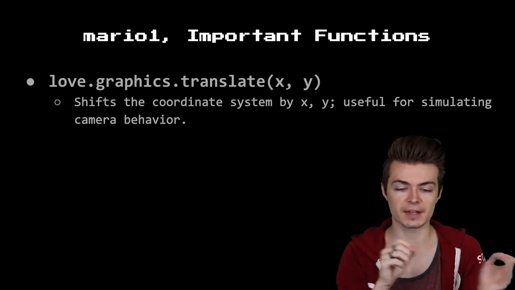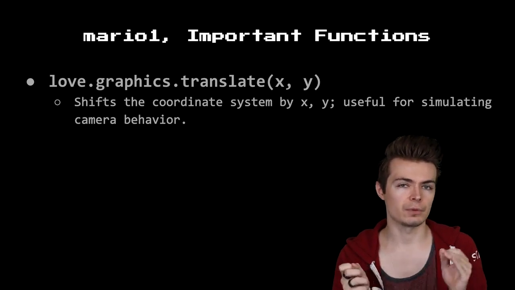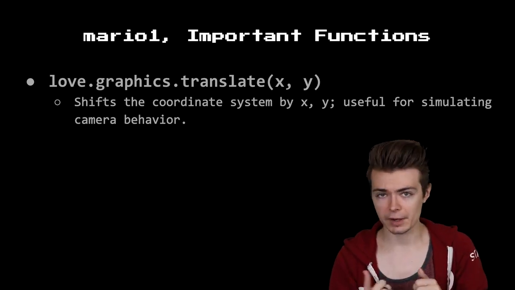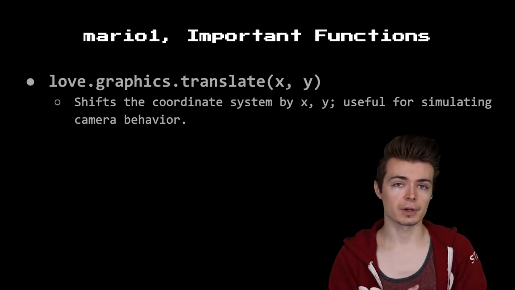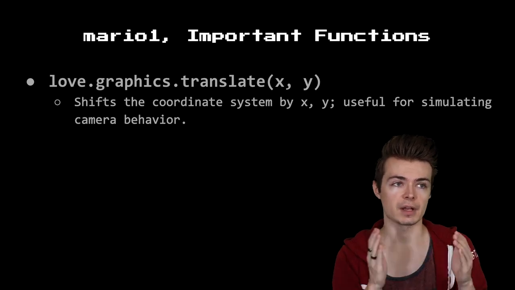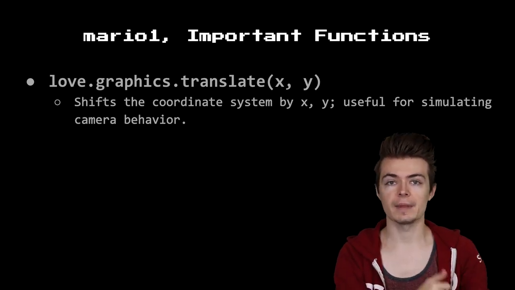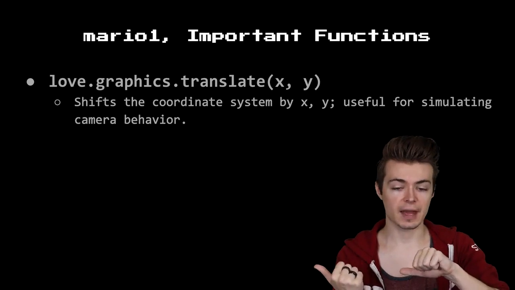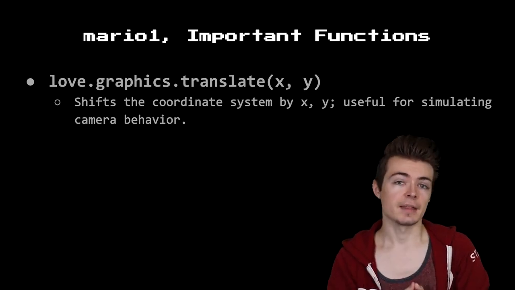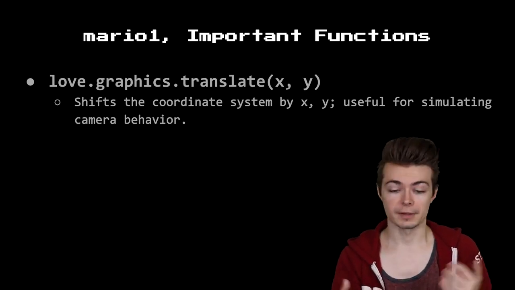So it's like you're going in the opposite of that direction. By translating by the negative value of wherever we want to shift our camera, let's say we want to go 100 pixels forward, if we set a camera 100 pixels forward and then negative shift that with love.graphics.translate, that will give us the illusion of movement effectively.